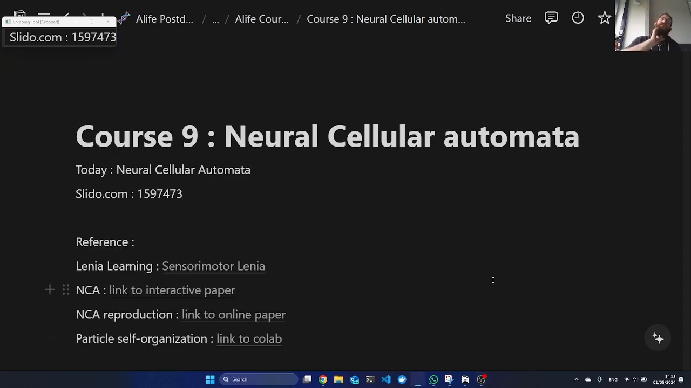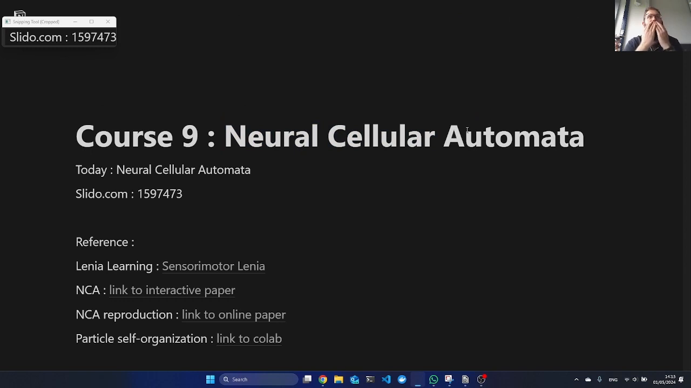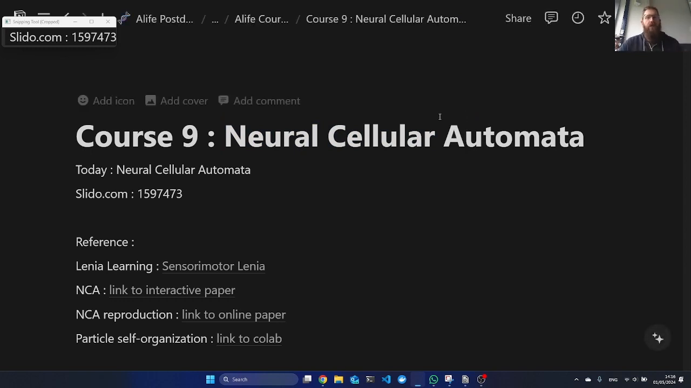Okay, welcome back. So today we're going to be looking at neural cellular automata, which is yet another model which is fairly recent. I think 2019, maybe 2020. I'm not sure. Around there, maybe a bit before. And it's one which has become pretty popular. We'll see exactly why.